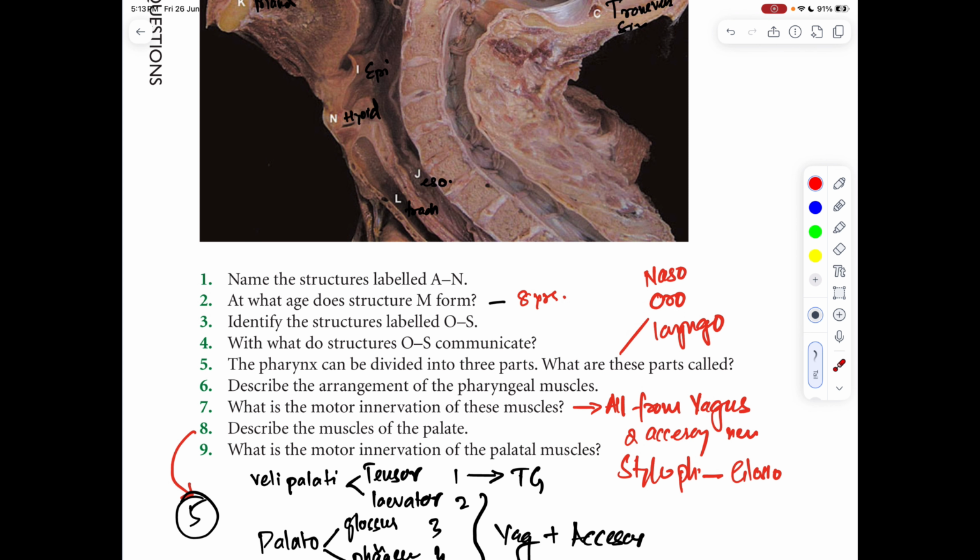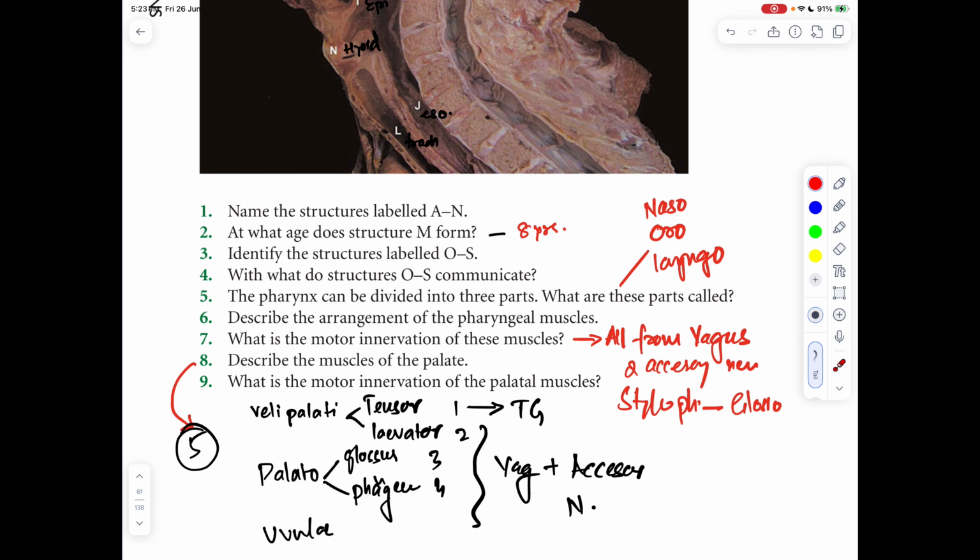So pharynx can be divided into the three parts: nasopharynx, oropharynx, and laryngopharynx. The arrangement of the pharyngeal muscles: there is superior constrictor, middle constrictor, inferior constrictor, whose upper fibers are called thyropharyngeus and lower fibers are cricopharyngeus. What is the motor innervation? All from the vagus and accessory nerve except stylopharyngeus, which is supplied by glossopharyngeal nerve.